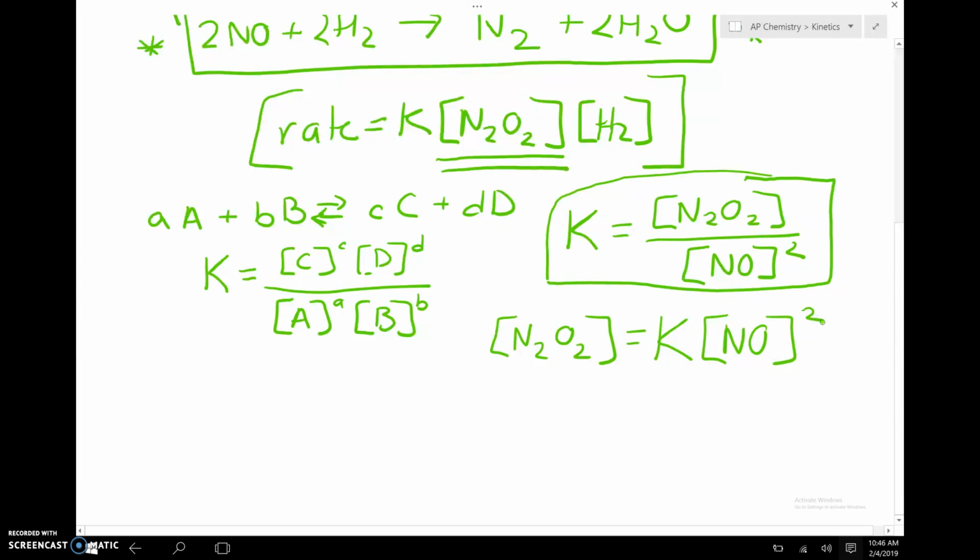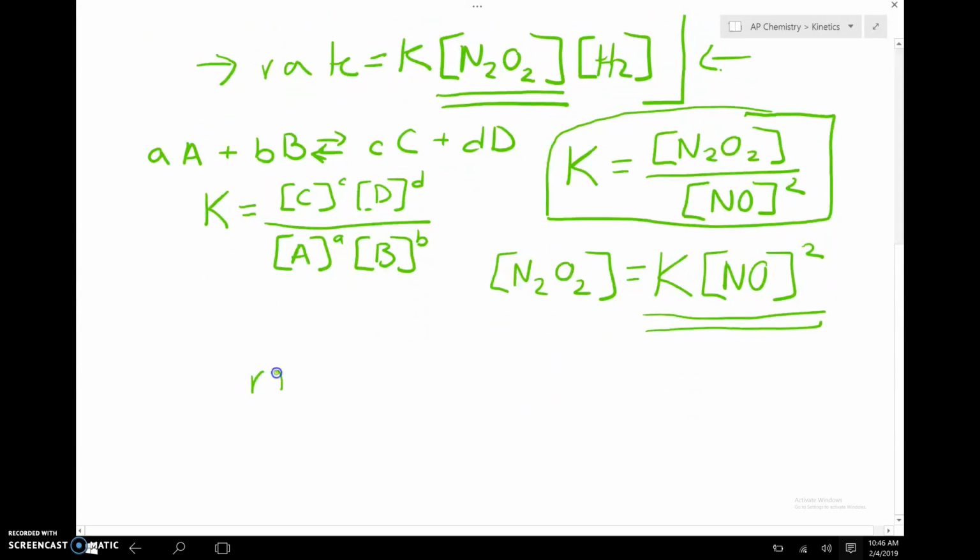Okay. Now I'm going to rewrite this rate law right here. Ooh, I don't know why that happened. Let me just add that back in, rate law. This rate law right here, I'm going to rewrite it, except instead of writing N2O2, I'm going to plug in this, substituting in for the intermediate. So I'm going to write rate equals k, and then my N2O2 equals K NO squared, and then I leave that H2 that I had.